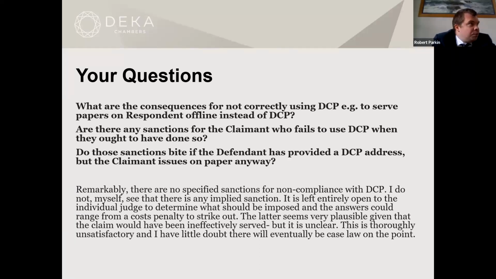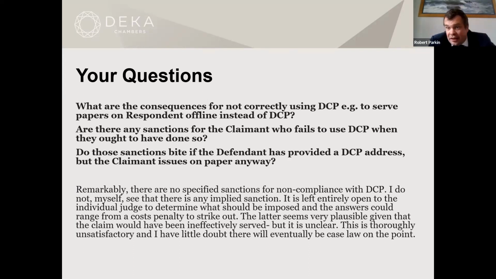So it doesn't say, for example, a claim may not proceed unless issued by DCP. It doesn't say it will be struck out. It doesn't say that it will be recommenced as if it had been issued using DCP. It doesn't say that there'll be cost penalties. Now, just about any of those is open to interpretation. A court might look at it and say, well, okay, it's non-compliance, but so what? You've got a paper claim. It hasn't caused you any additional costs. A court might look at it and say, well, no, this was a mandatory requirement. You had to issue it in this way. You had no choice. I'm going to strike the claim out.